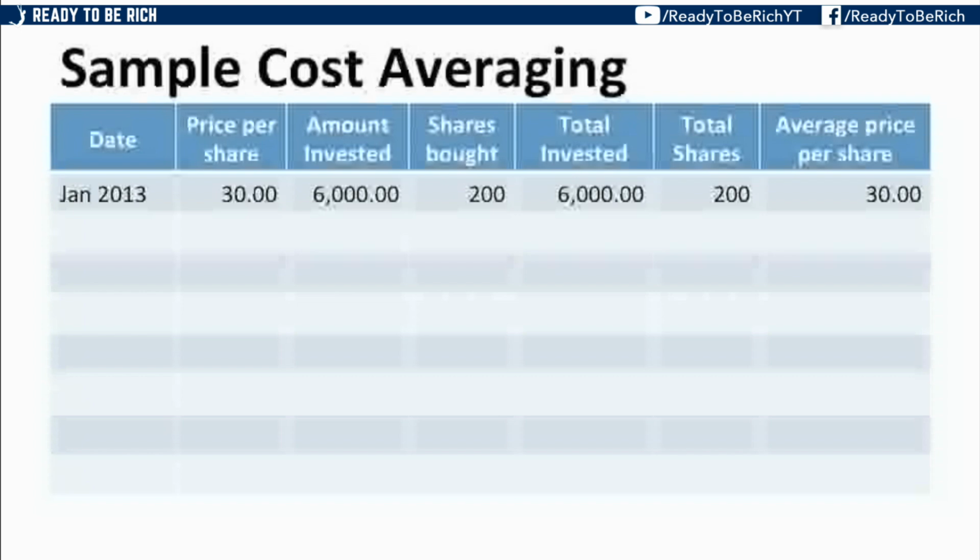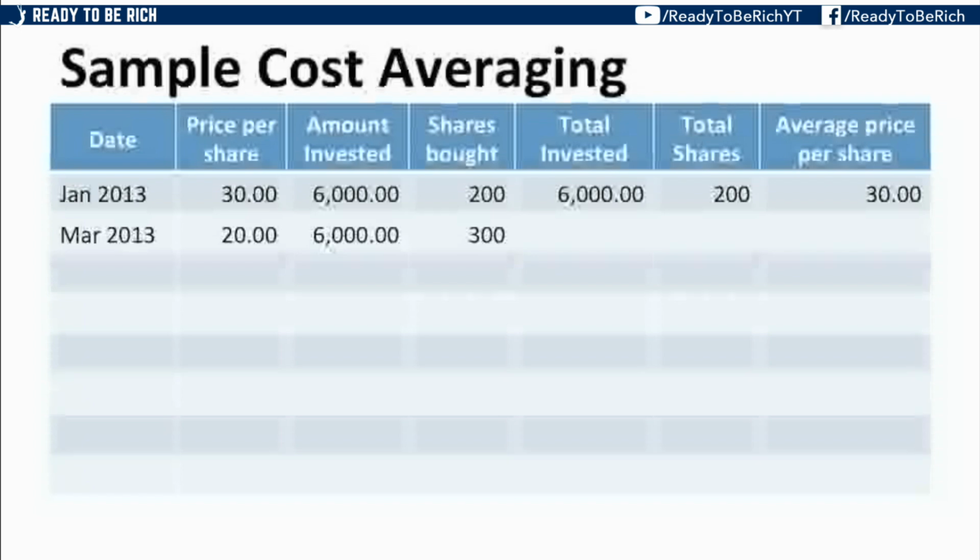So how did you get the average price per share? You simply divided the total invested by the total number of shares. So 6,000 pesos divided by 200, that's 30 pesos. On March, the price of that stock went down to 20 pesos. Again, it's time for us to invest. We will invest 6,000 pesos again. So the amount invested should be the same.